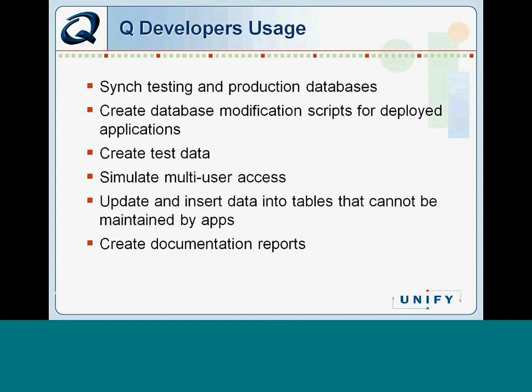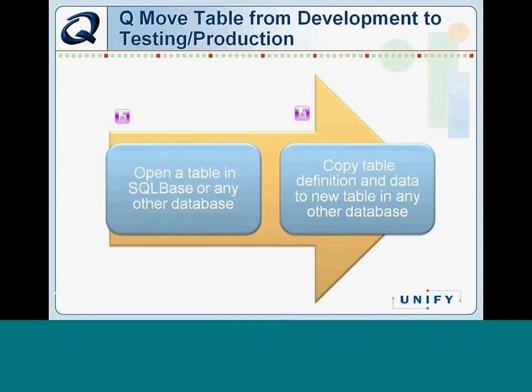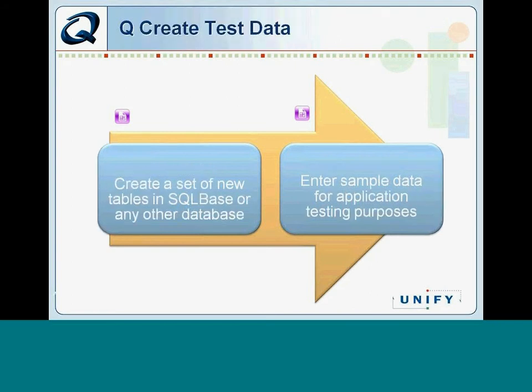Create documentation reports, so create a report that defines the data model of an application. So here's what developers can do. Move data from development to testing and production. Create test data. Create a set of new tables or receive a database creation script from your database engineers that have used data modeling tools for your data model, and then enter sample data for your application testing purposes.